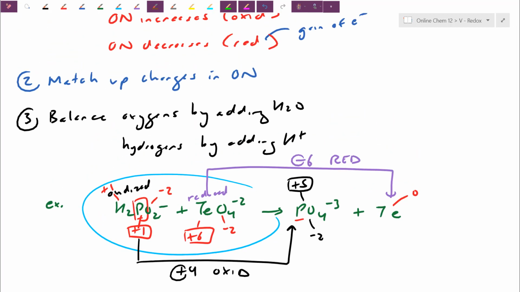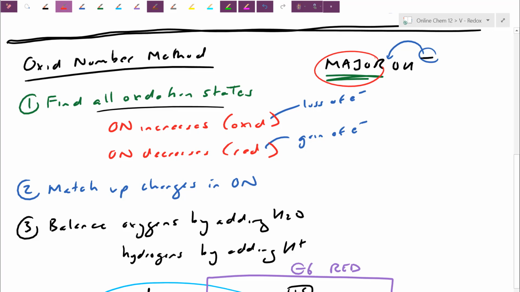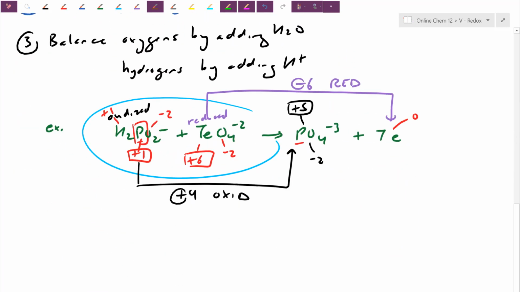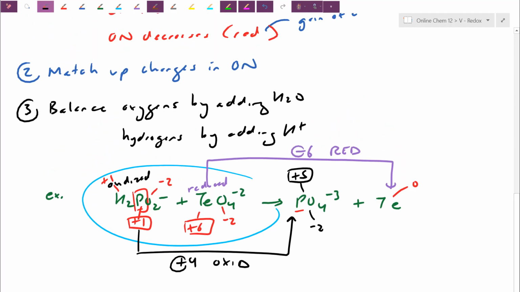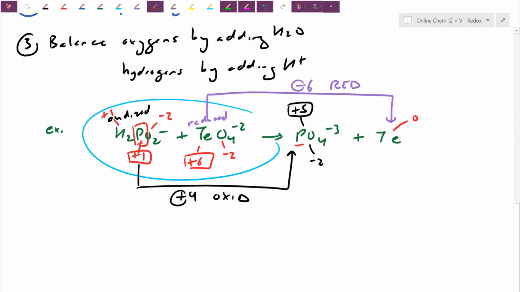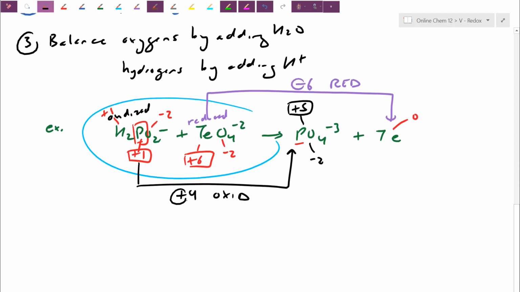Just before we match our oxidation numbers, let's make sure that the major atoms are accounted for. Things that are not O or not H, make sure they're the same number. I have 1 P, 1 P, good. 1 Te, 1 Te, good. My major atoms are currently balanced. What I'm going to do now is match up the change in oxidation number. This one means a loss of 4 electrons. This one means a gain of 6 electrons. Just like we did lowest common multiple to make sure the electrons end up canceling, you want to do lowest common multiple between these changes. What do 4 and 6 both go into? Well, they both go into 12.